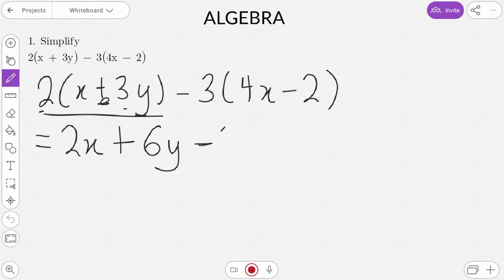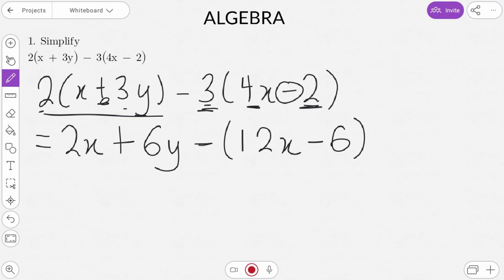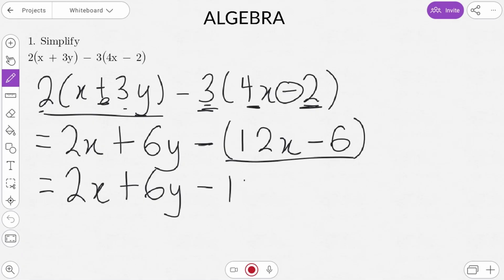So let me clear the 3 first. It's 3 times 4, which will give us 12. So 12 with the variable x, then another negative sign to compensate that of negative 2. So we have negative 6. And in the next line, I'll make 2x plus 6y, then negative 12x this time around, plus, due to integers, when 2 negative signs meet that way, it changes because it is multiplying.